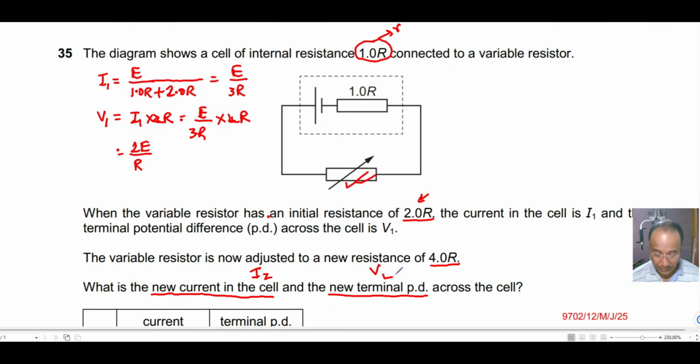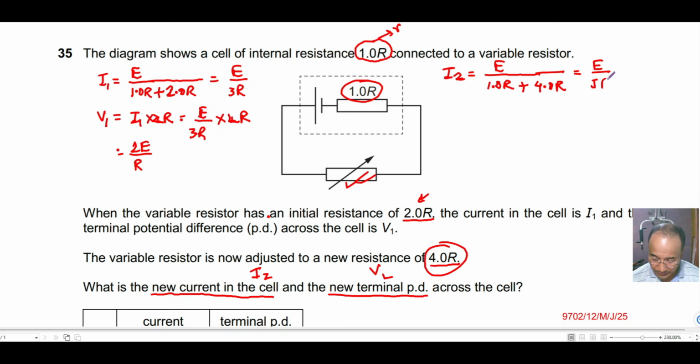So let's do this. Now this I2 should be equal to total EMF in the circuit divided by the total resistance, and the total resistance is 1.0 R for the cell, and the other is the new resistance, which is 4.0 R. So that's equal to E by 1 plus 4, which is 5. It is E by 5R.